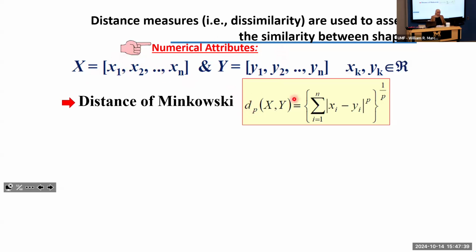Okay, so the distance here is given by this formula, which is quite similar to the Euclidean case. Here we have the sum of the absolute value of the difference between the attributes of x for a given order, for example 1, 2, 3, minus those of y. For example, the first for x minus the first for y, the second for x minus the second for y, up to the n-th for x minus the n-th for y. Is that clear? We can see here there is a power of 1 over p, and there is a power p here, and this is the d_p.